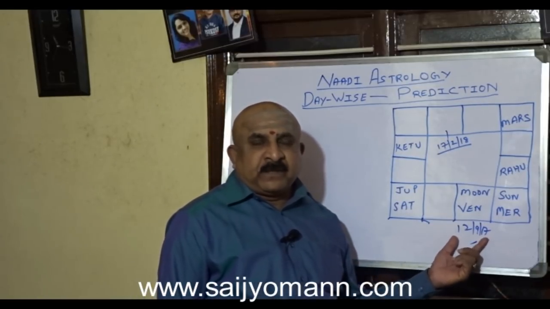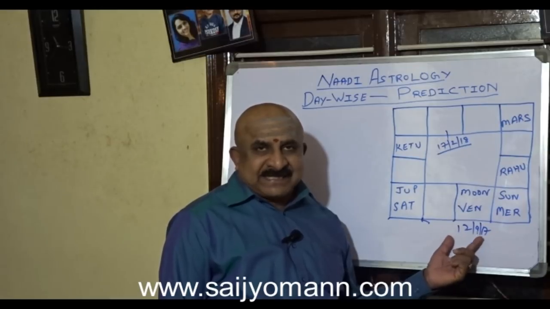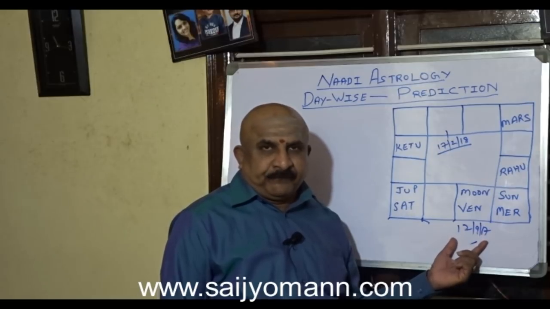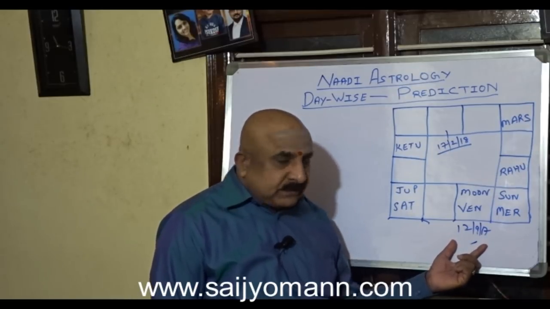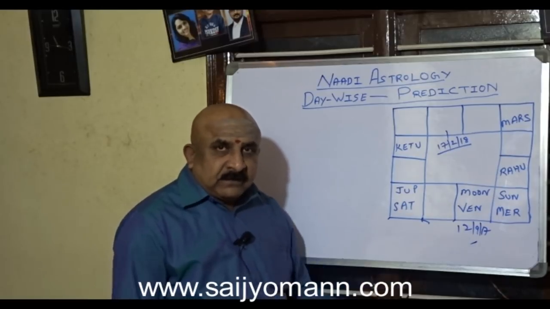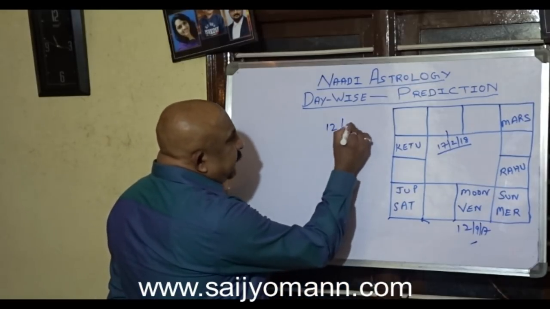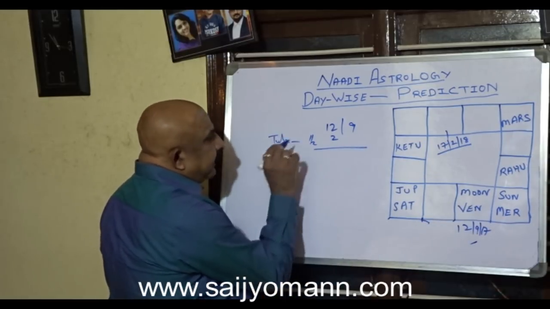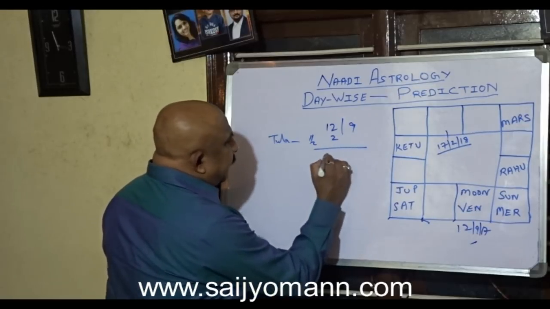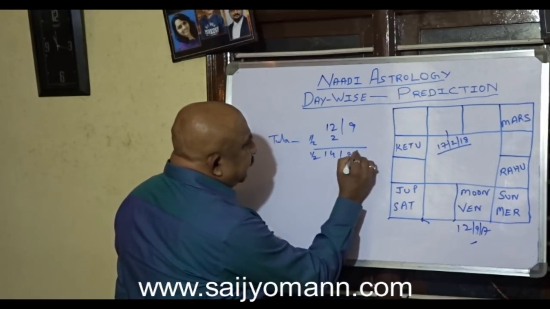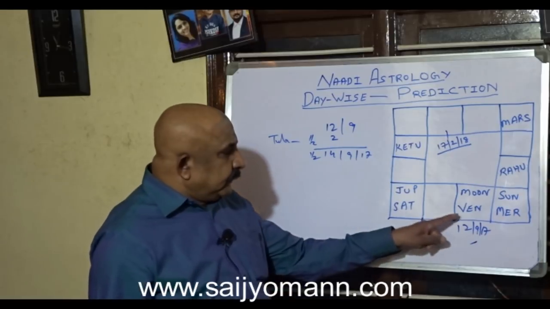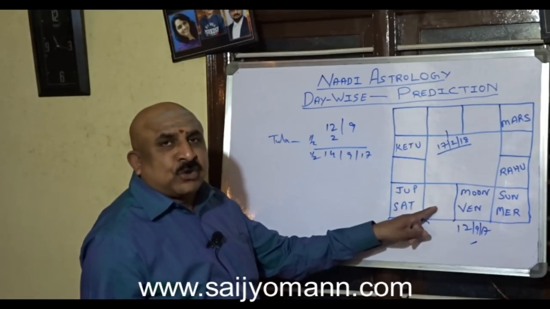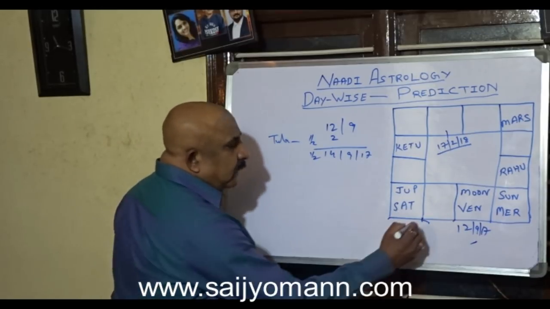When transiting Jupiter, for the whole year, has put a step in Tula, that is Libra, month wise from 12-9, for 2.5 days it will be in Tula. That means 14.5, this is half. This is 14 September, 17. Next, it comes here on 14th. After half of 14, it will come to Scorpio. There, it will be there for 2.5.